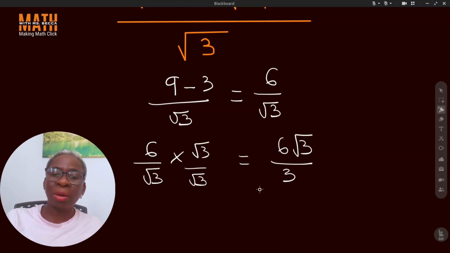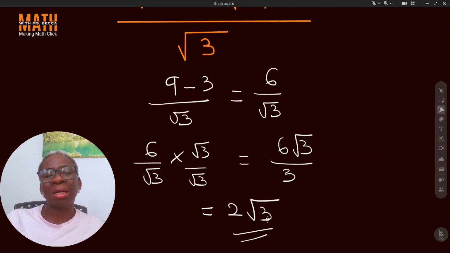Root 3 squared would give 3. Then we can say 6 will go here 1, 6 will go here 2. So this will give 2 root 3. Now we can leave our answer.